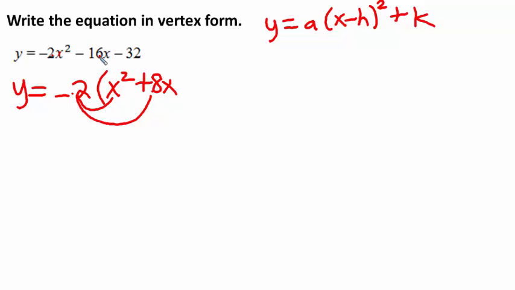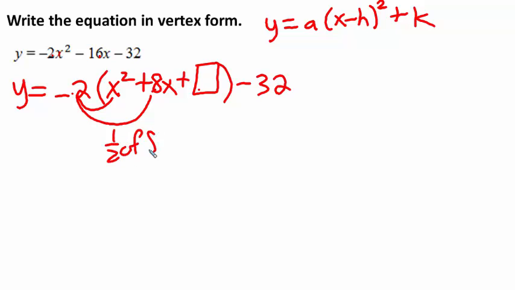Now I'm going to scoot that -32 on down the road here, and I'm going to come up with something that'll give me a perfect square trinomial in the parentheses, something that'll unfoil or factor into two binomials that are identical. The way you figure that out is you take half of your b value, which is 4, and then square the result. That's 16.